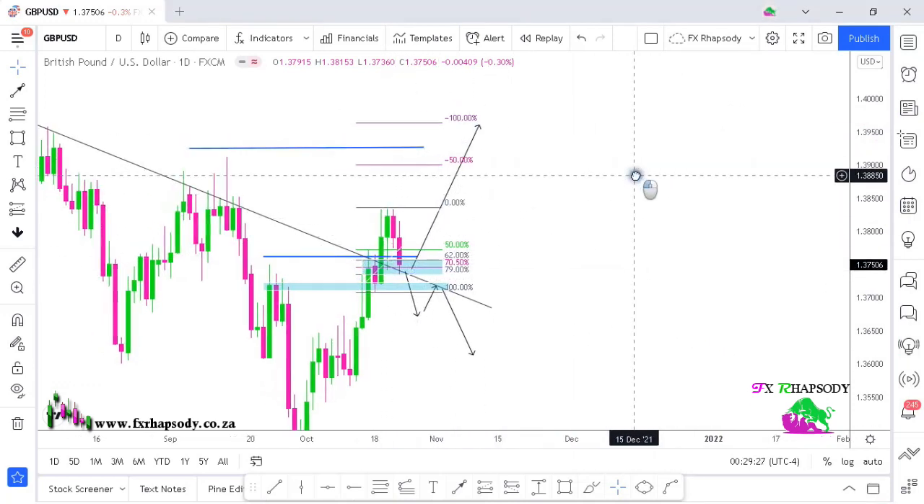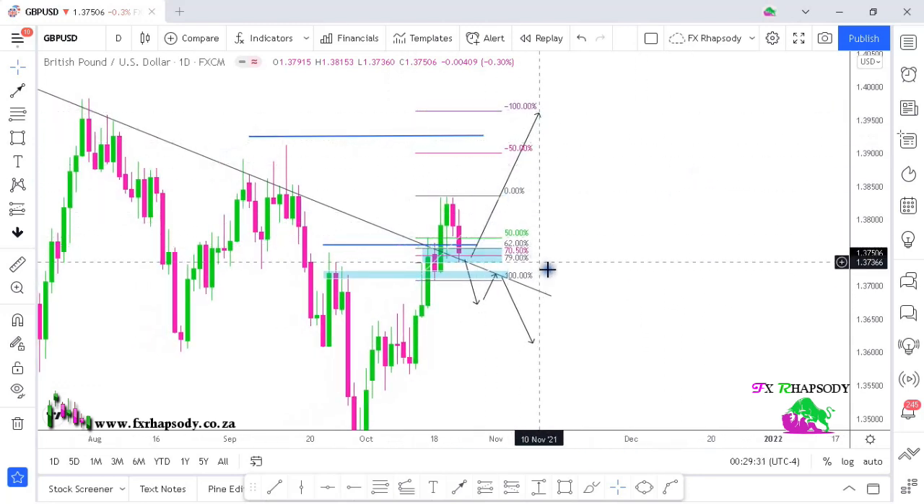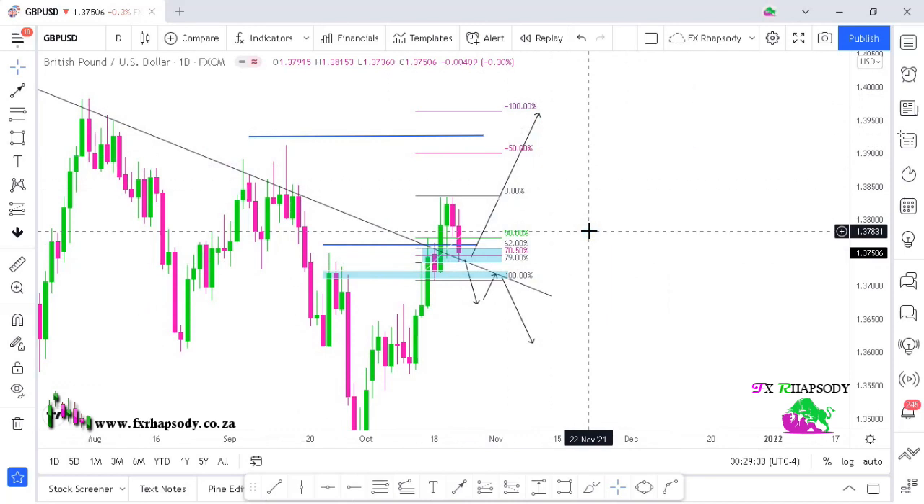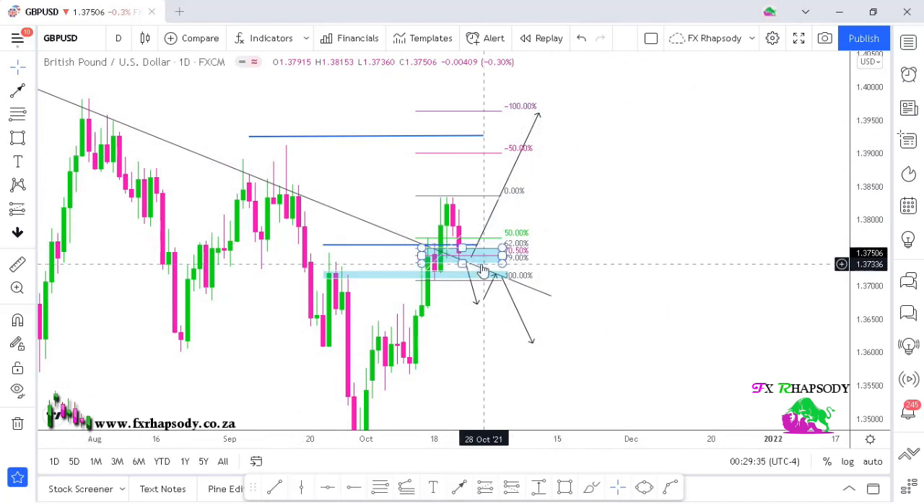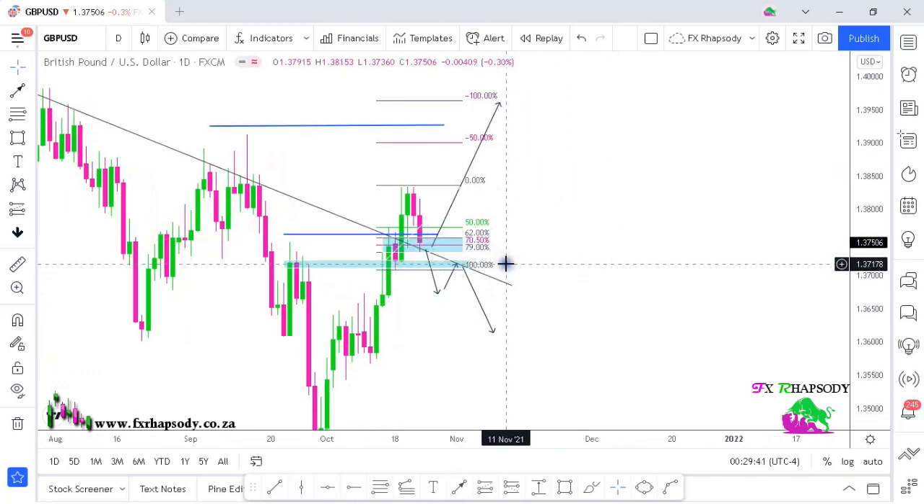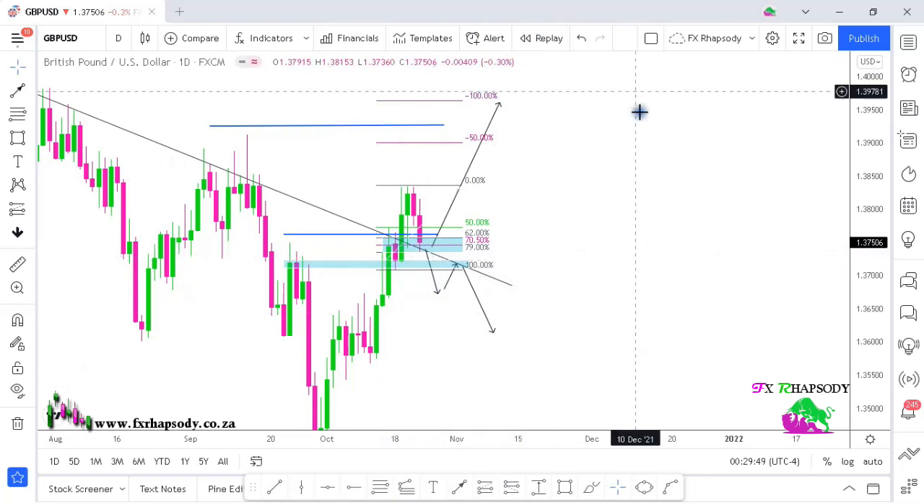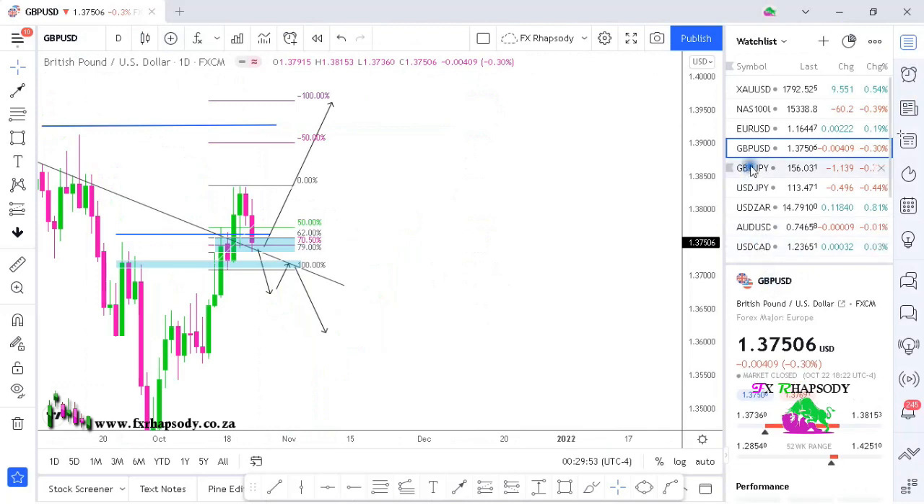So my bias is almost in the buy. We were looking for long positions. Let's see what happens this week. Let's drill down to the lower time frames, look for confirmation, and see if we can get a nice entry on either the buy or the sell, depending on what it does to this trend line. Okay, so let's move on to our British pound, Japanese yen.